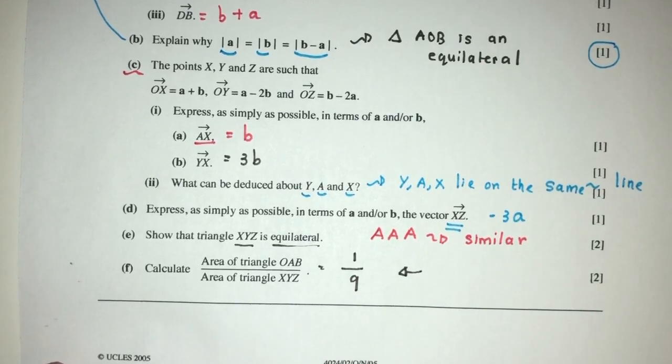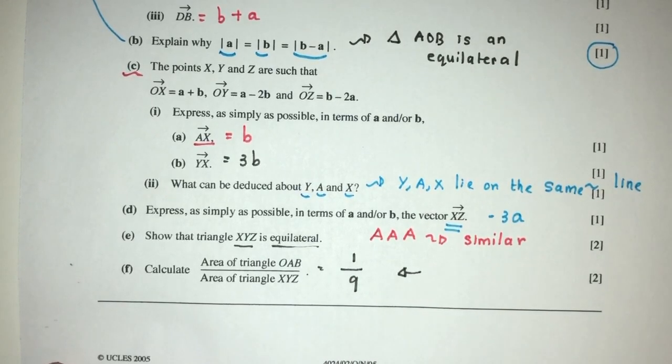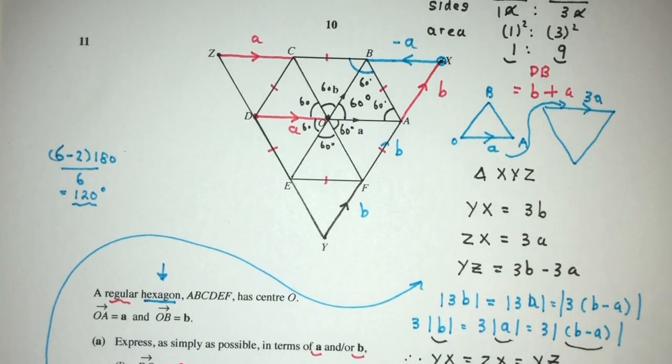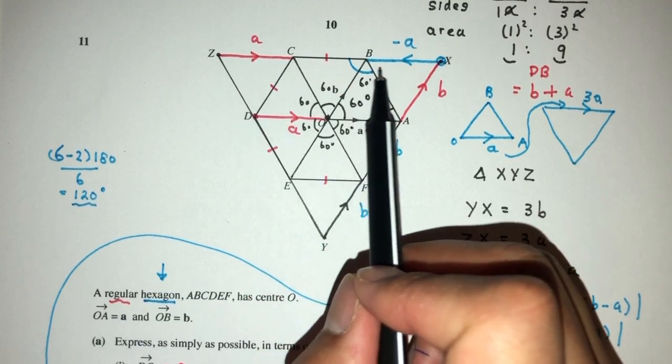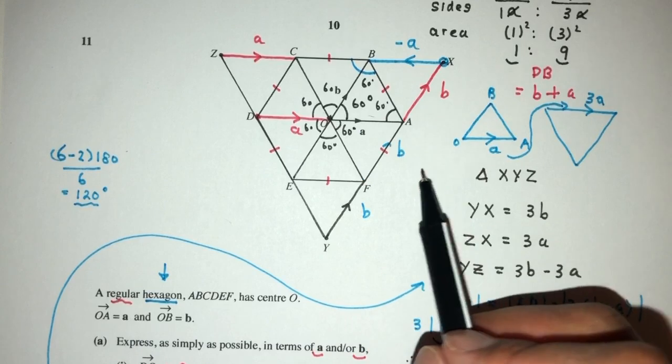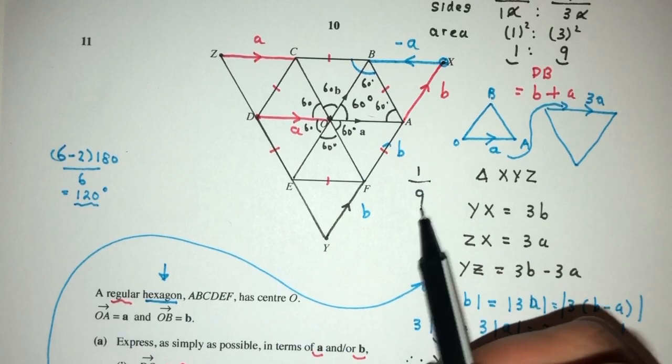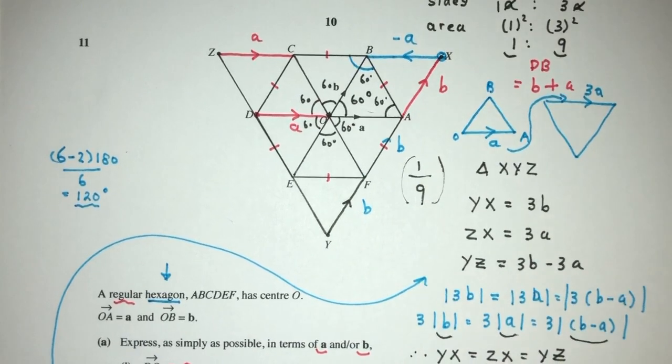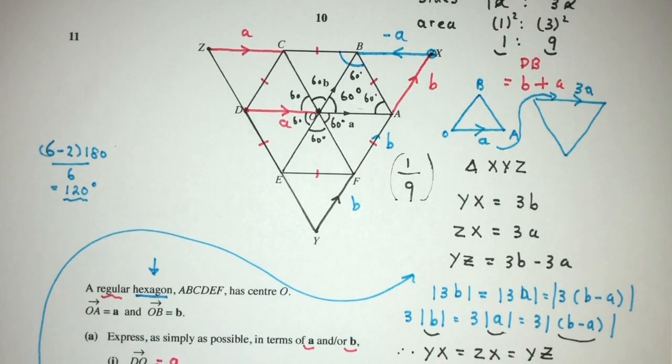Now I guess in the end, if you cannot find the answer, what can you do as well? You can just go to this triangle and count: 1, 2, 3, 4, 5, 6, 7, 8, 9. One of the triangle over 9. That will be the ratio as well. Okay, so that will be the last question of this paper.